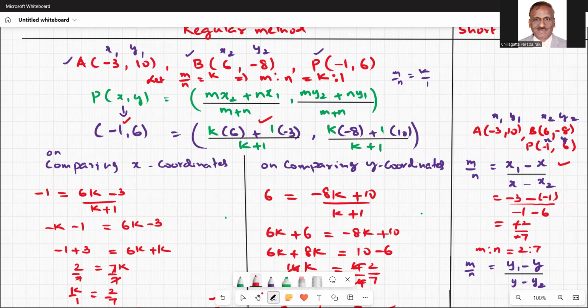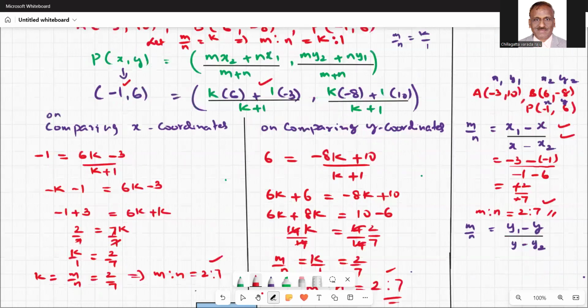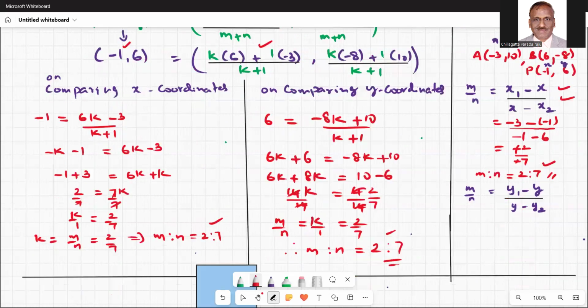For explaining purposes, it took this much time. Otherwise, this ratio 2 is to 7, we can get in 5 seconds. Orally also you can calculate. So the ratio in which point P divides AB is internally in the ratio of 2 is to 7. So let us compare by substituting the Y coordinate values.